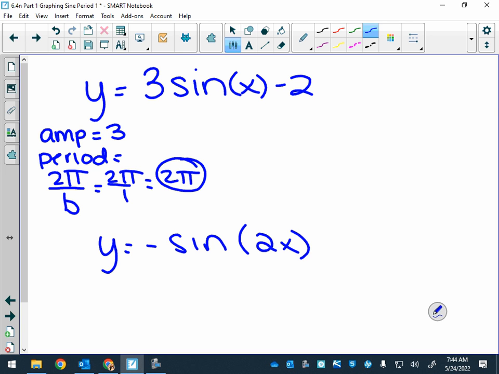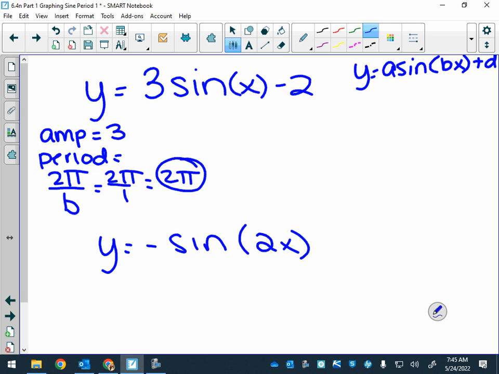Okay? So remember, the b in front of x changes the period, okay? The amount it takes for one rotation. Okay, what else is happening here?